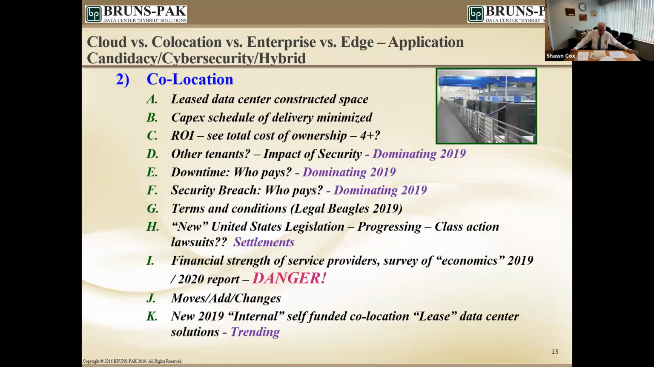Let's talk about colocation, number 2. The leased data center, this is a leased data center constructed space. Makes a lot of sense for a lot of different types of processing. CapEx schedule of delivery minimized. Hey, I'm not shelling out any dollars. I'm going to pay an OpEx cost when I occupy. The return on investment in general, and let's not get wrapped around the axles here, roughly 3 to 4 years. If you're over 4 years, then the return on investment might suggest that you do your own.